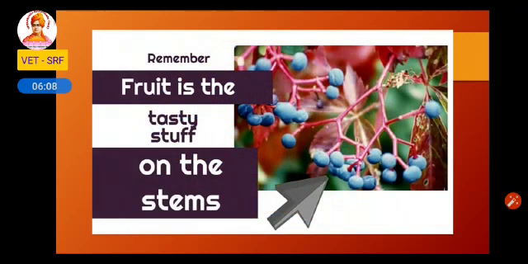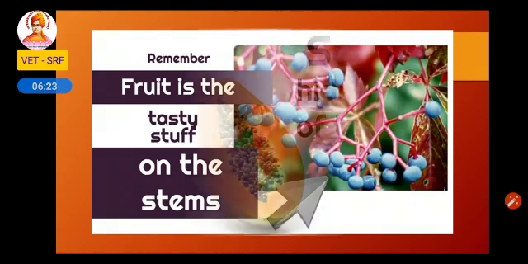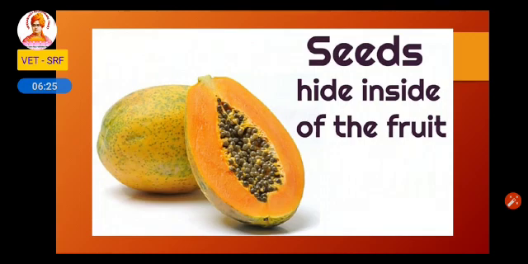Fruit's job is to hold the seeds. Remember, the fruits are the tasty stuff on the stem. So the function of the fruit is, it is the most edible part of the plant. It is tasty stuff and it holds the seeds inside it. The last one is seed.